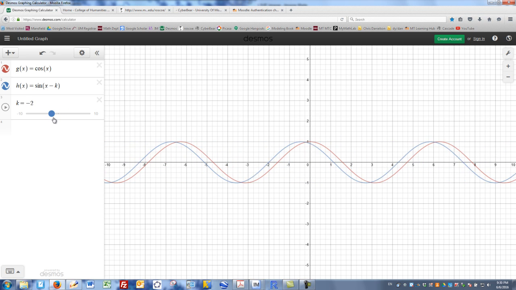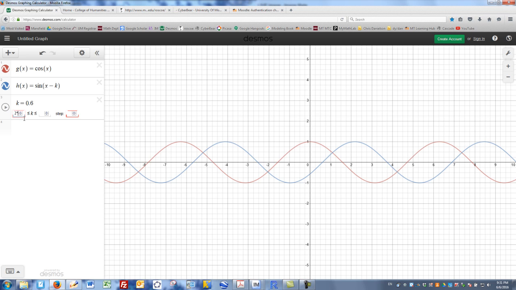Let's see. So when it's valued at 0, we're right there. If I subtract a negative 1.4, 1.5, that's right, it's somewhere in the neighborhood of pi, isn't it? So let's do that. Let's step it by pi. Let's let k run from negative 2 pi to 2 pi by pi. Let's see, did that work? No, it didn't.